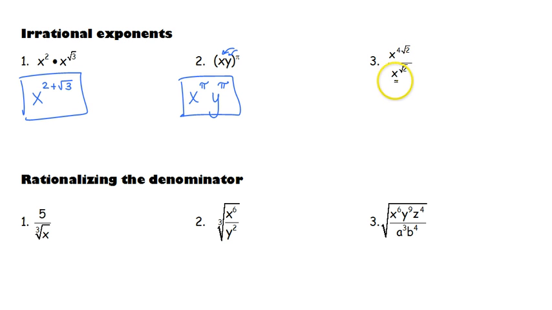Here we have the same base, which means we're going to subtract those exponents, which means this is x raised to the 4 root 2 minus root 2. Well, if I have 4 root 2's and I take away 1 root 2, that's going to give me x to the 3 square root 2.